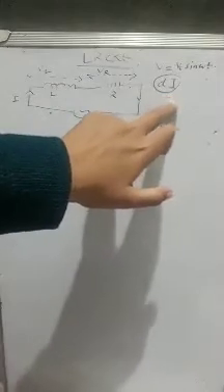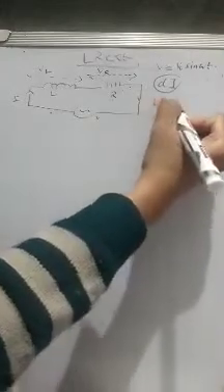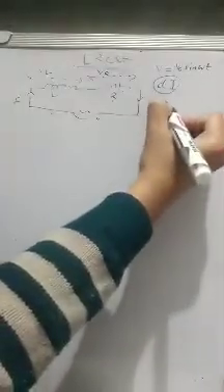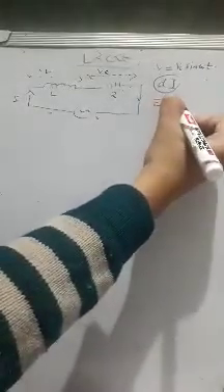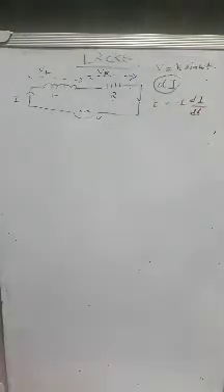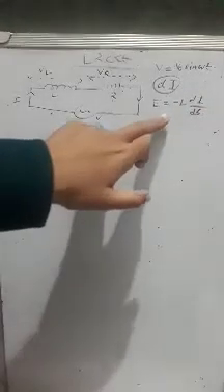Since there is a change in the current, that is di, obviously some EMF will be induced. So the value of the induced EMF in the inductor will be E equals minus L di by dt. This is your EMF.